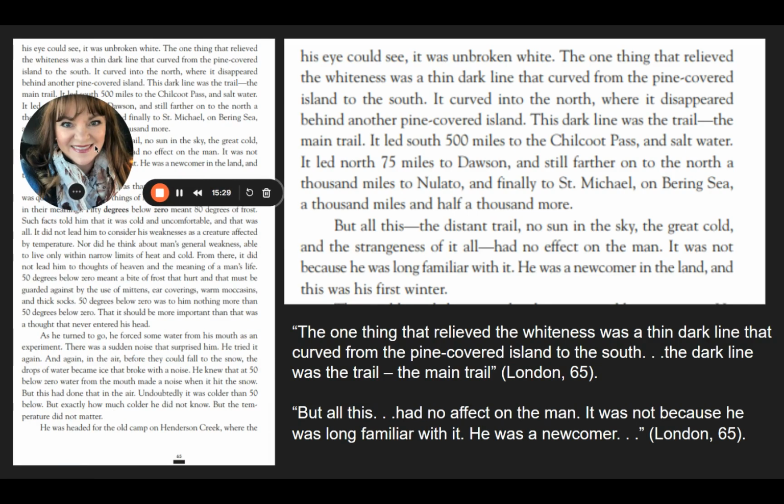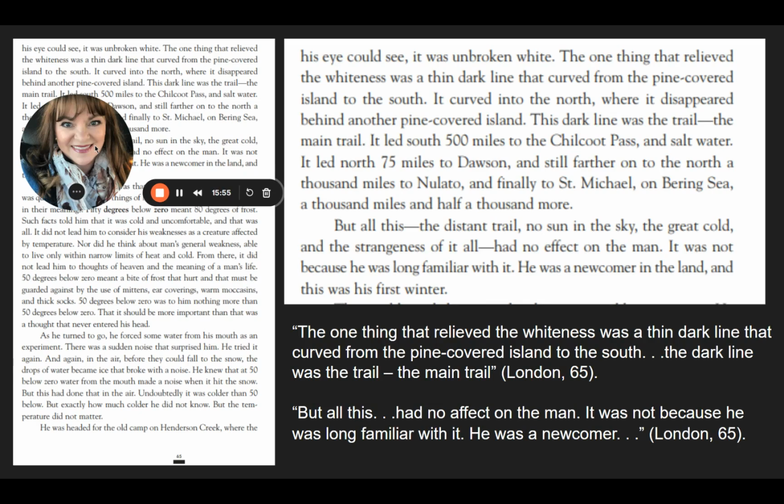As he turned to go, he forced some water from his mouth as an experiment, so he spit. There was a sudden noise that surprised him. He tried it again, and again in the air. Before they could fall to the snow, the drops of water became ice that broke with a noise. Imagine you spit into the air and it instantly freezes and cracks.